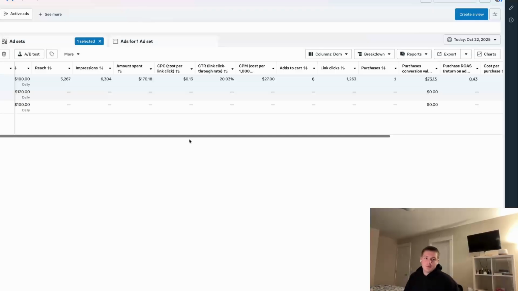Now the issue is I only had one sale, so I did not convert with a profit, but I'm not looking at profit because when you're testing a product, you don't want to be focusing on profit. Of course, it's good to look at, but all you're trying to do for your first couple days is get enough data for Meta to understand your audience, understand who they're supposed to target.